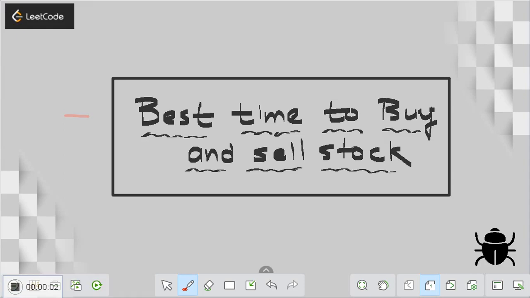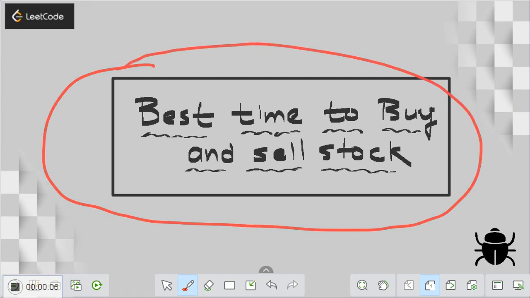Hello guys, welcome to Bucks in Code, and the problem that we are going to solve today is best time to buy and sell stock.